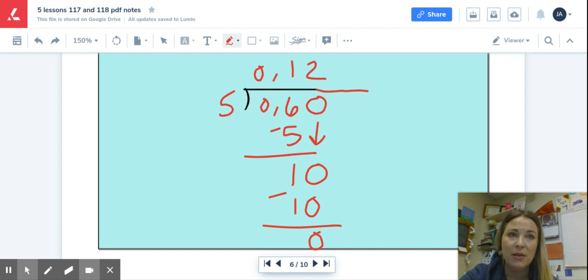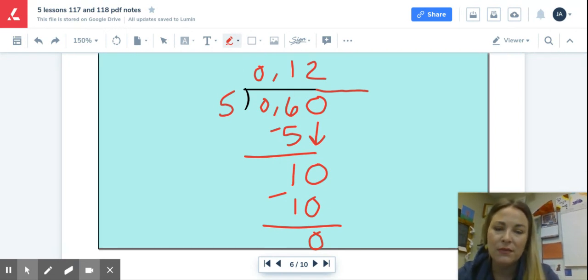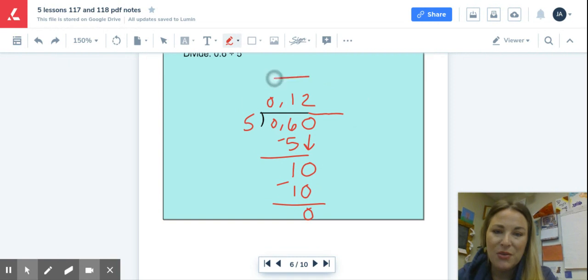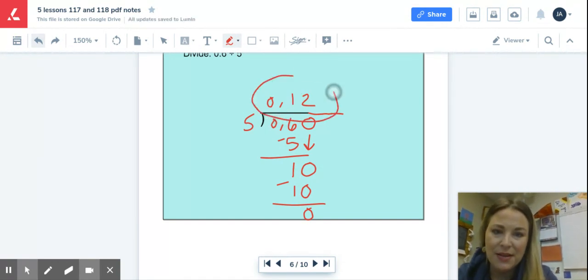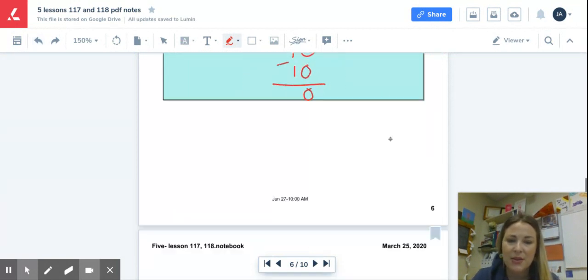So I had to go a little bit further. Instead of just the tenths place, I had to go on to the hundredths place, but I've arrived at an answer. I've got 0 on the bottom, 12 hundredths. One more time, sorry everyone, 12 hundredths is my answer.